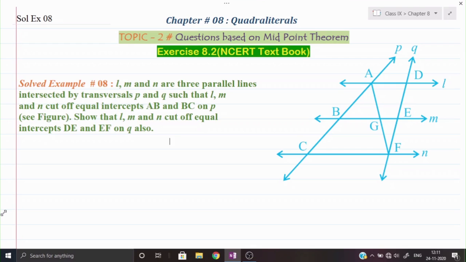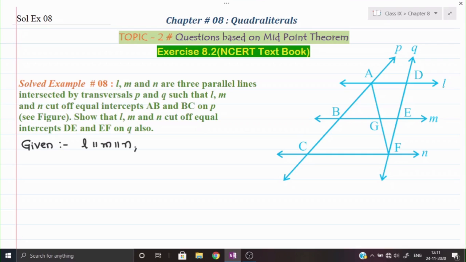Now they are saying here one given is there, L, M and N are three parallel lines. So first I will write down the given things, what is given to us. So here we have given that L, M and N are parallel lines. Okay, that is one given. Second, you see they are saying such that L, M and N cut off equal intercept AB and BC.